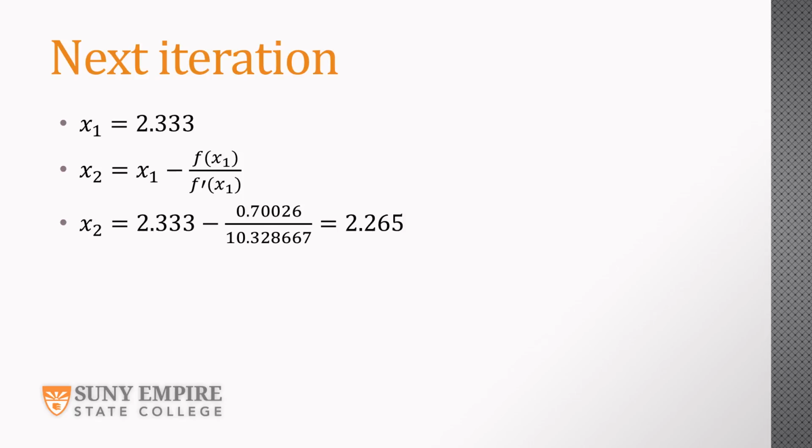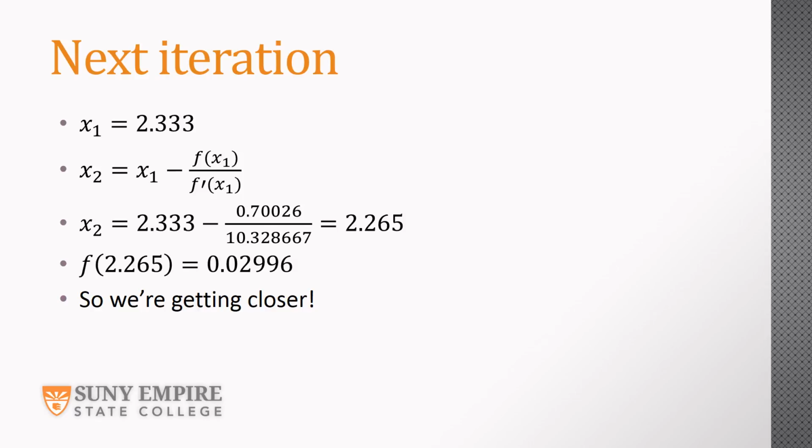Plugging 2.333 into the function and its derivative, we get 0.70026 and 10.328667 respectively. Solving, we get a new guess of 2.265 for our root of the function. Plugging that into the function, we get 0.02996. Again, we are closer to 0, so our approximation has improved.